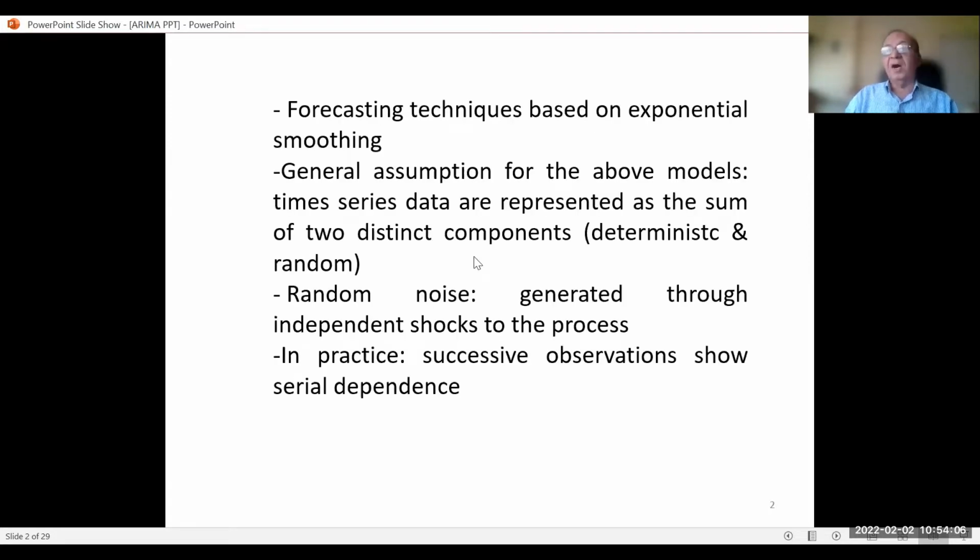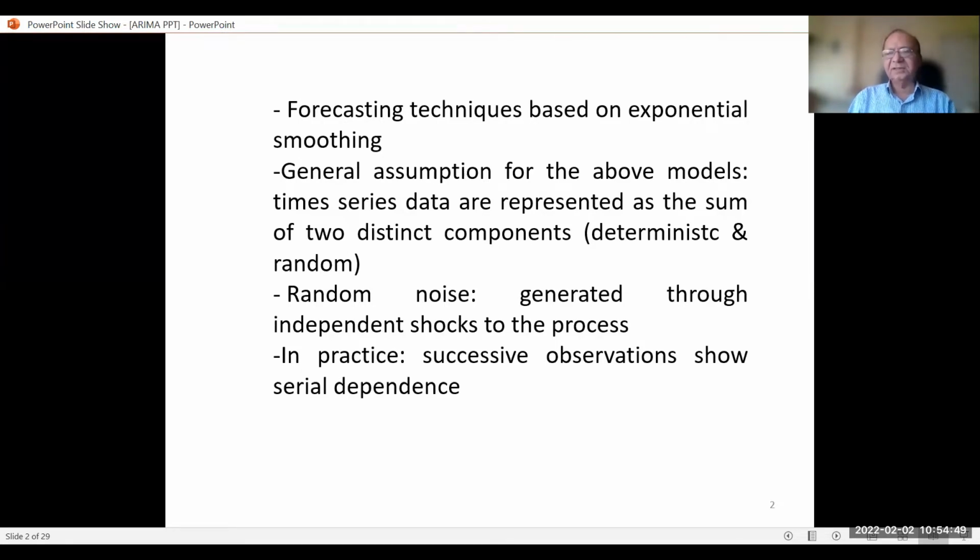ARIMA or ARMA is a forecasting technique based on exponential smoothing. The general assumption for the above models is that time series data are represented as the sum of two distinct components: one is deterministic and the second is random. What is random noise? It is an error, generated through independent shocks to the process.